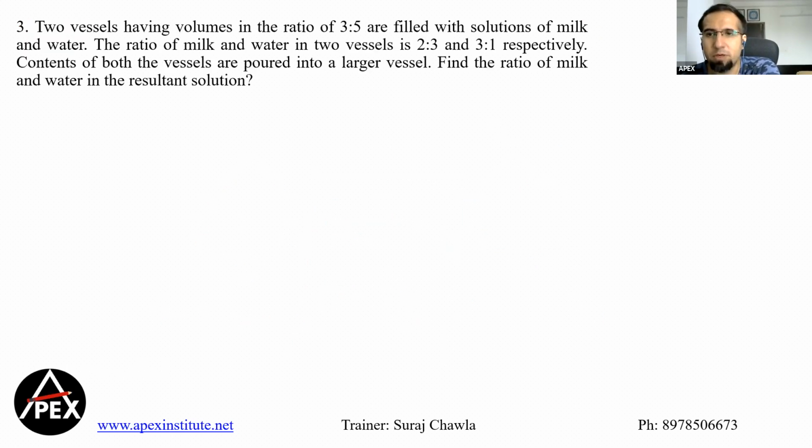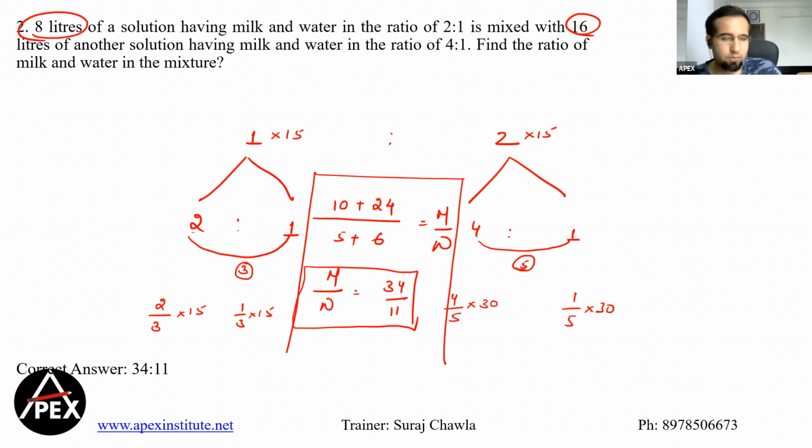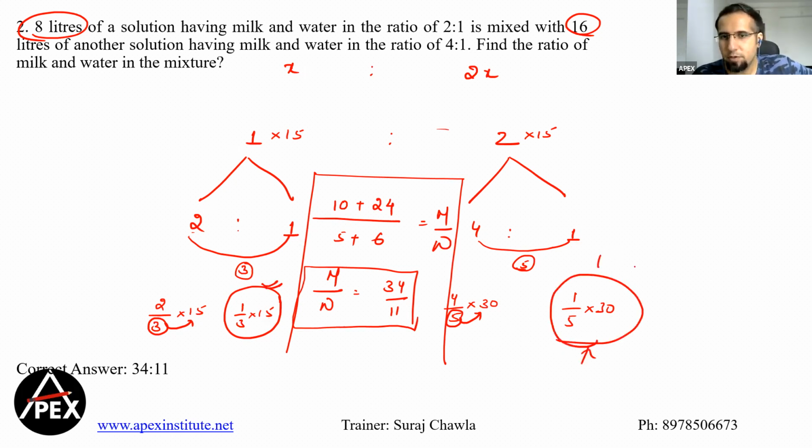Because you want an integer here, there should be a multiple of 3 here, and a multiple of 5 here. If it is a 1:2 ratio, we take x:2x. This is the quantity of water coming up from this solution, 1/3 of 15. And this is the quantity of water coming up from the second solution. This is W2, this is W1, this is M1, this is M2. Now is it clear?